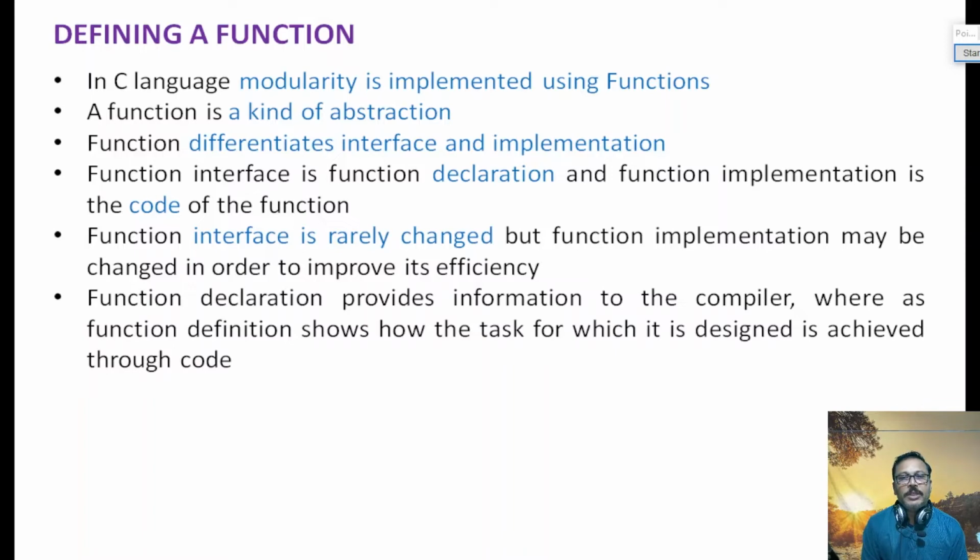Function interface is the function declaration, and function implementation is the code of the function. How to declare the function, we'll see. Function interface is rarely changed. That is the advantage of differentiating interface and implementation. Function interface is rarely changed, but function implementation may be changed in order to improve its efficiency. The code may be changed, but what is visible to the outside world is not changed. Function declaration provides information to the compiler, whereas function definition shows how the task for which it is designed is achieved through code.